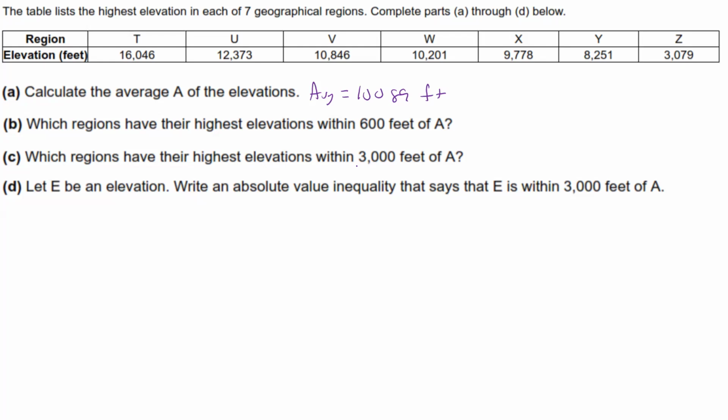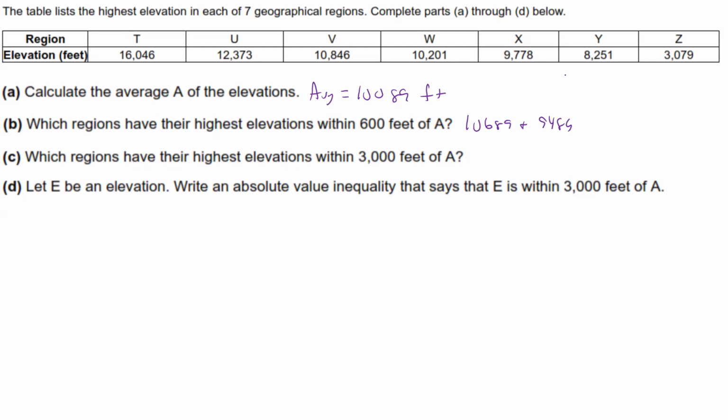Now, what we're supposed to do is come up with which ones are within 600 feet of that. So what we have to do is take that 10,089 plus 600. So that's going to be 10,689. And if we subtract 600, that's going to give us 9,489. So this one has to be between 10,689 and 9,489. So it's going to be between those.